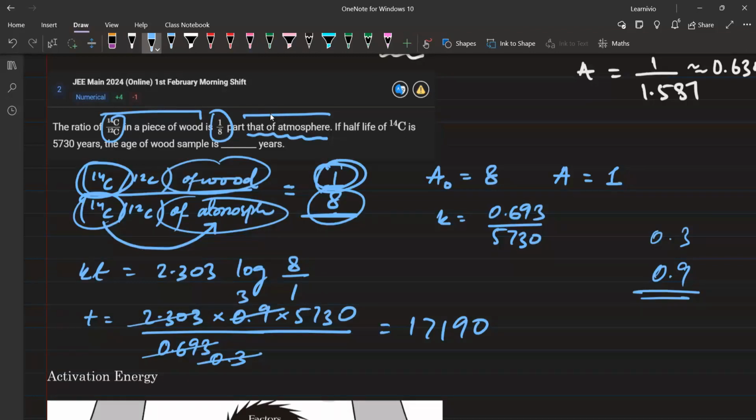So when the wood was initially present, at that time the carbon 14 would have been there, and if it was there, the initial will be 8, and finally what we are seeing is only 1. Make sense? Yes, sir. Like, sir, carbon 14 goes beta decay.